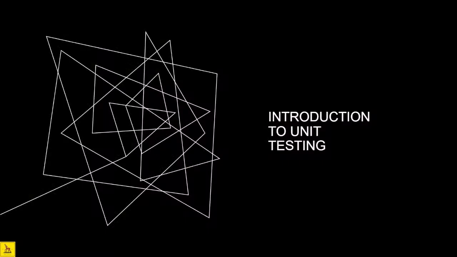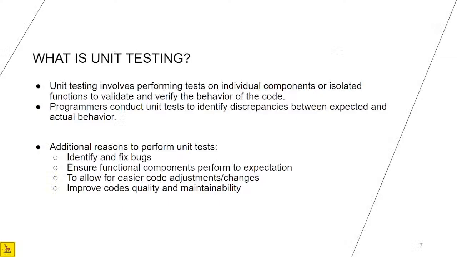Let's move on. So we're going to get an introduction into unit testing. So what is unit testing? Unit testing involves performing tests on individual components or isolated functions to validate and verify the behavior of code. In other words, we're testing small parts of code instead of the overall functional project to see if each part functions as intended by the user.